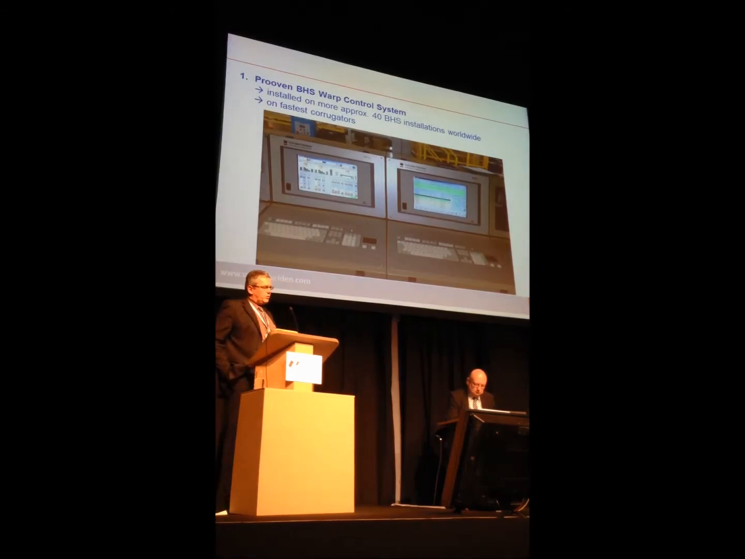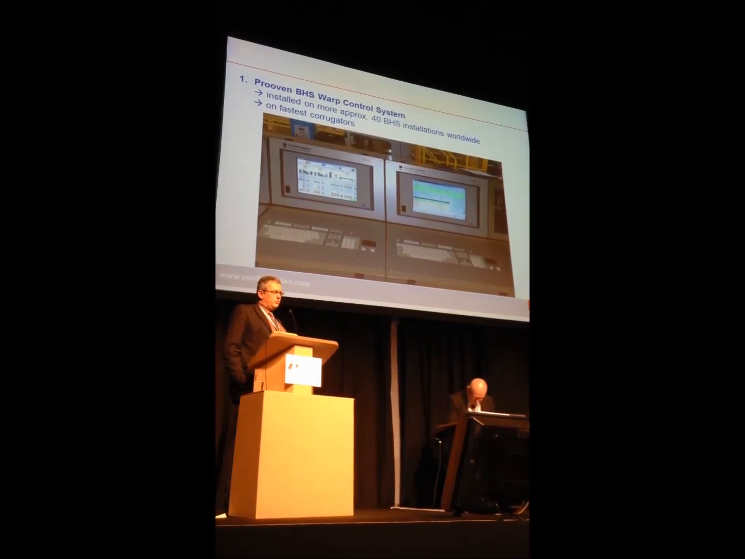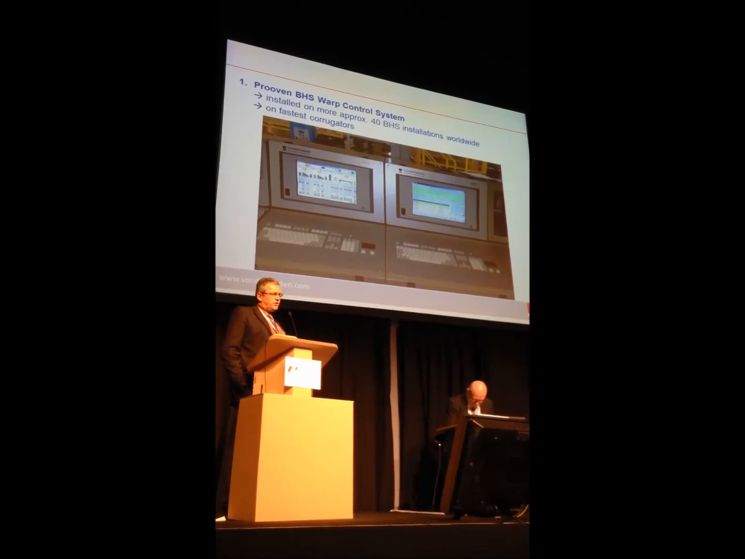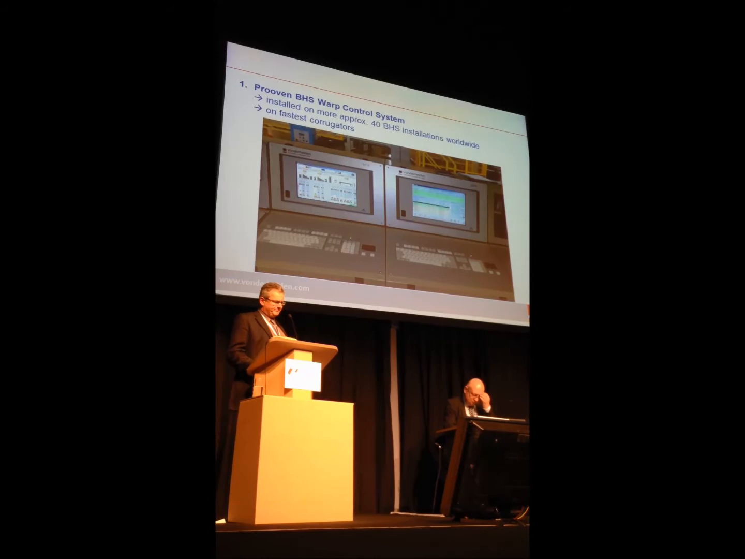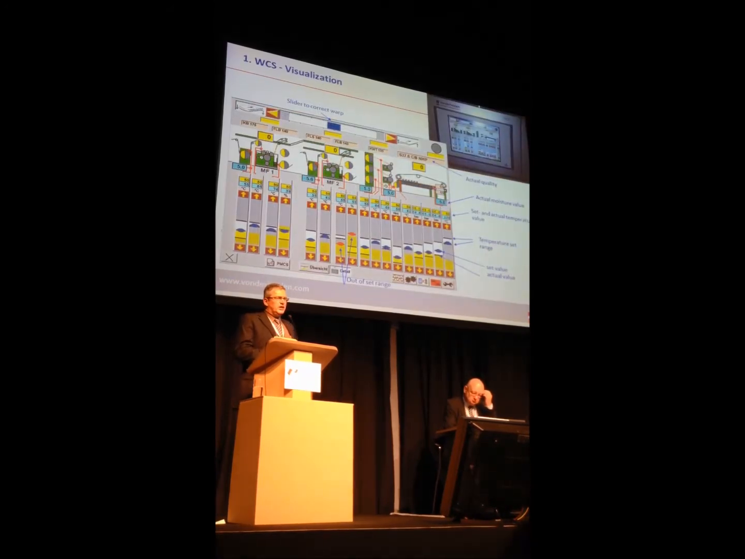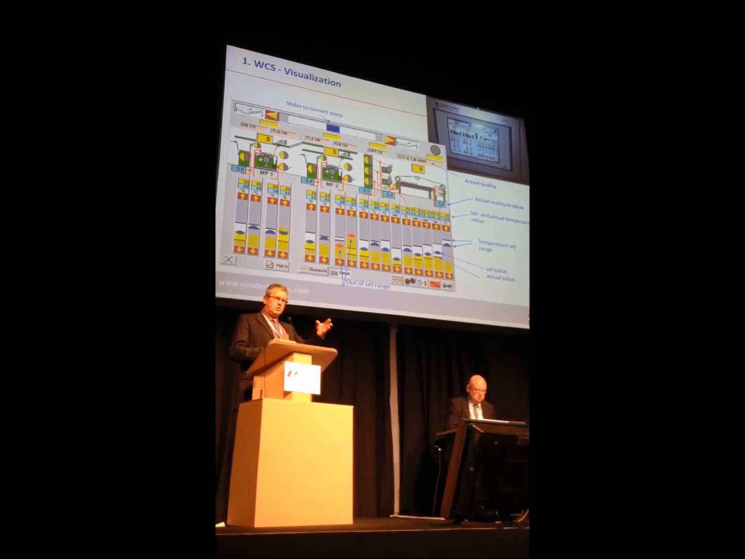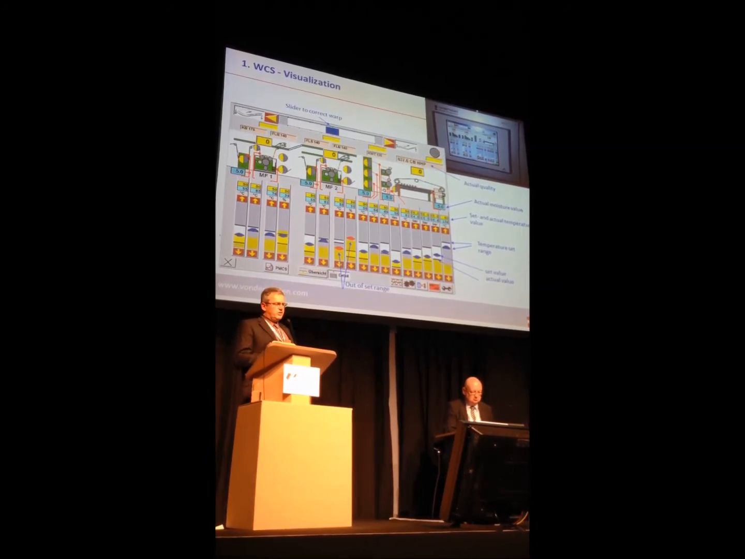So we took the proven VHS warp control system, which is installed in more than 40 installations worldwide on the fastest running corrugators. With Vonderheiden, this VHS warp control system is a machine-independent control system. So this is what you can see. I don't want to go really into the depth of this system. I can show you this at our booth, I can make a presentation, you can visit this factory. So you have an absolute overview of the quality-related settings in this system.